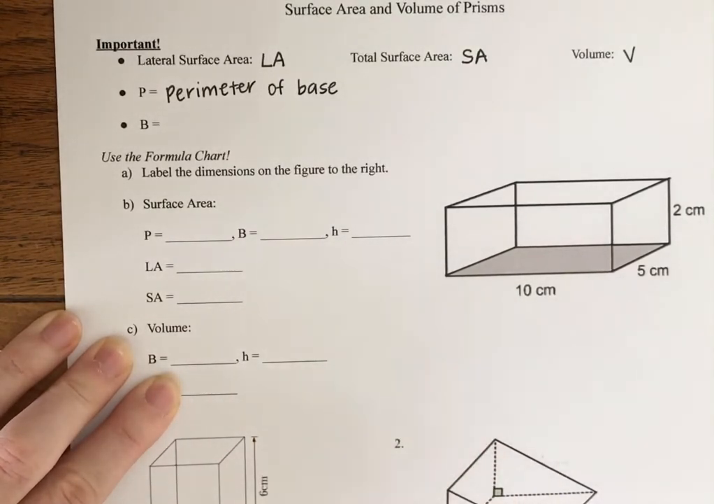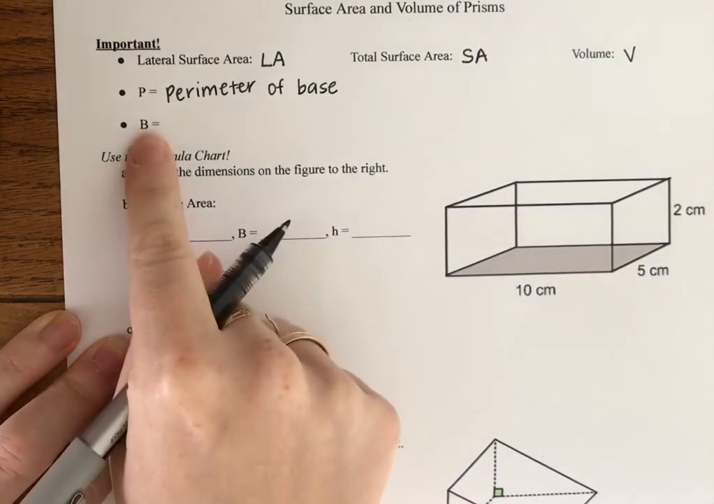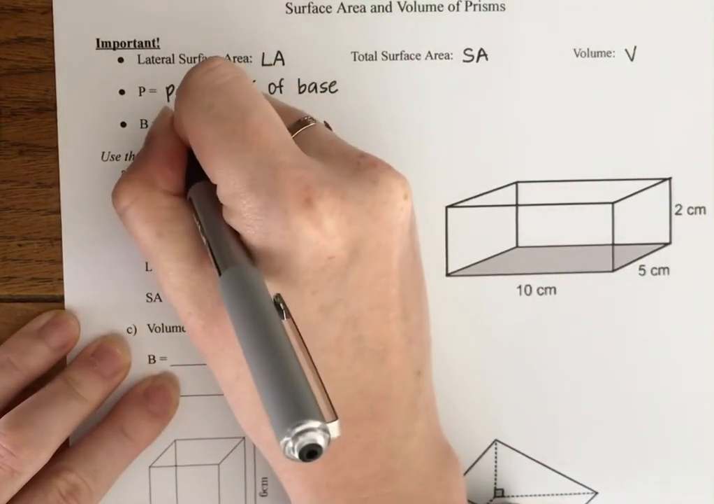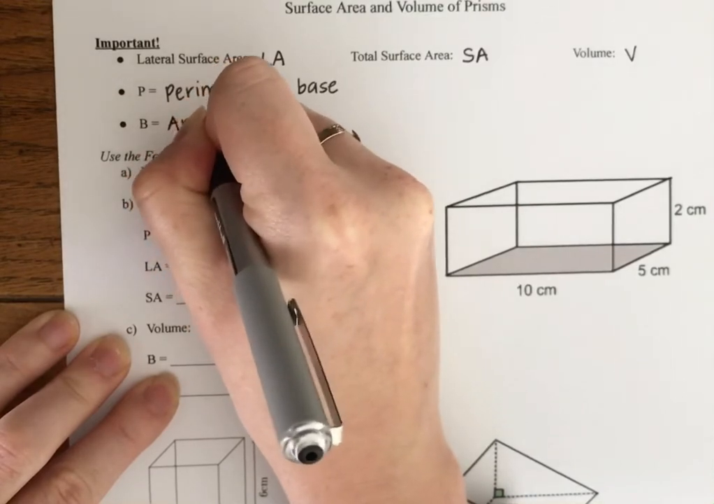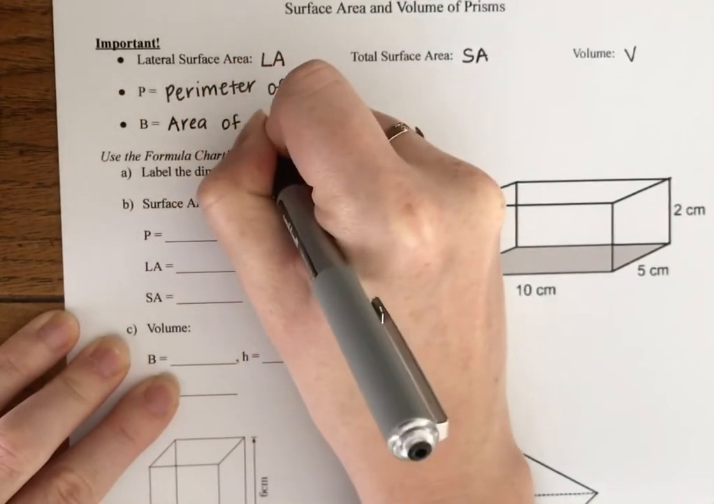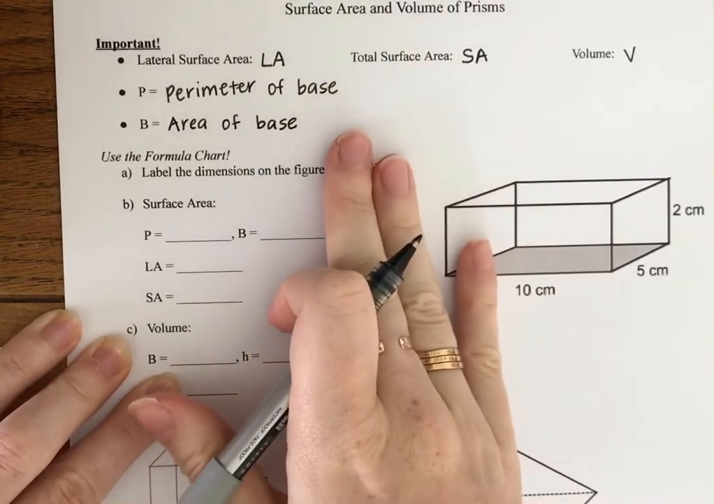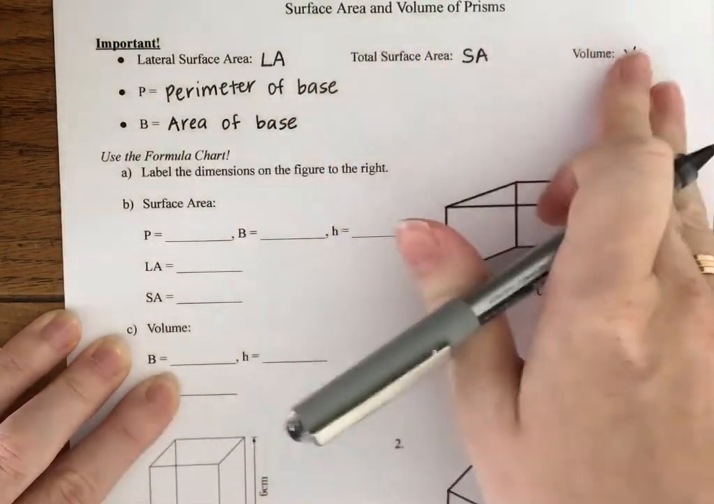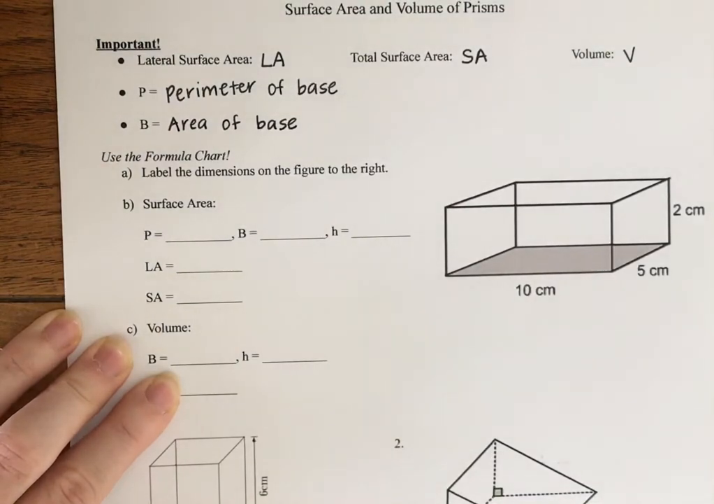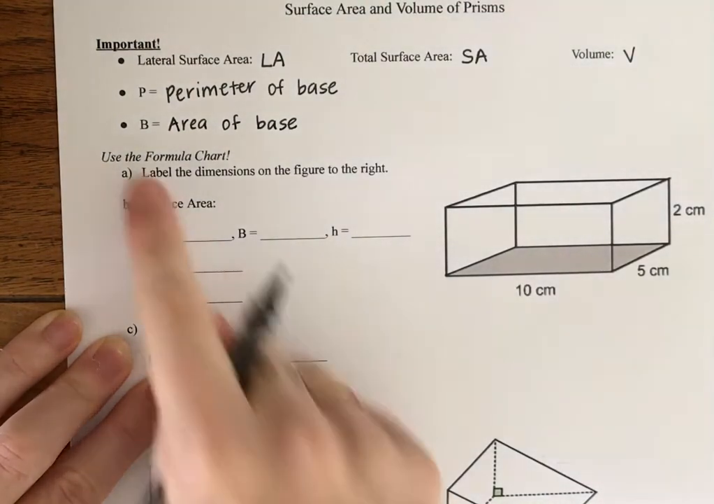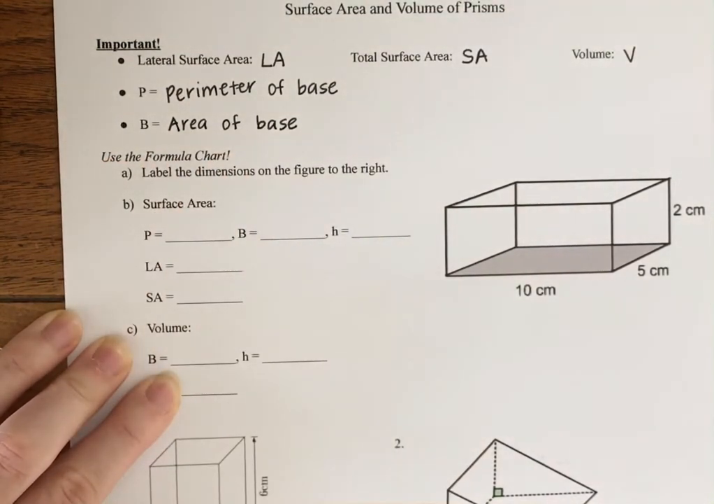And then lastly, capital B, different than lowercase b, okay? Capital B stands for the area of the base. So you're going to have to figure out the area before you can plug into the formulas. It's in total surface area and it's in volume. Okay, so use the formula chart. There's one linked on Google Classroom.